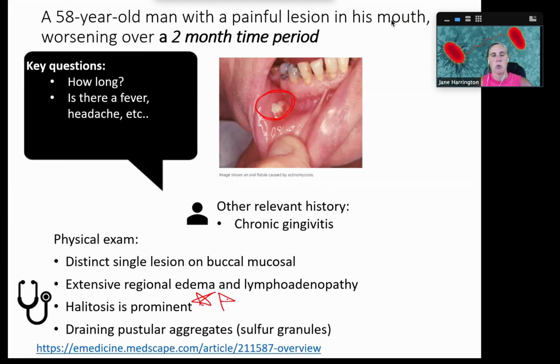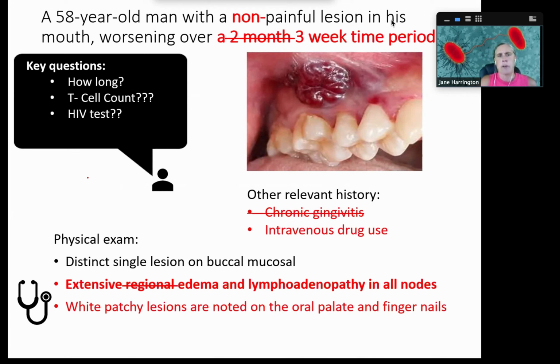Now let's change some details. So we have a lesion that's not painful. We see this over a 3-week time period. I'm going to go ahead and highlight, absolutely you should be looking at the white blood cell count. Labs are not provided in these vignettes. Now we're seeing a history of intravenous drug use. So that's very, very different. Gingivitis, that was associated with our lumpy jaw.